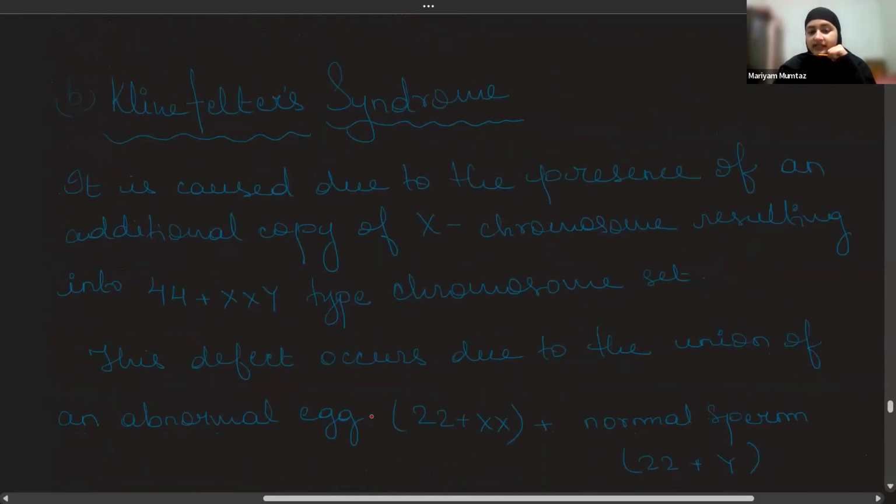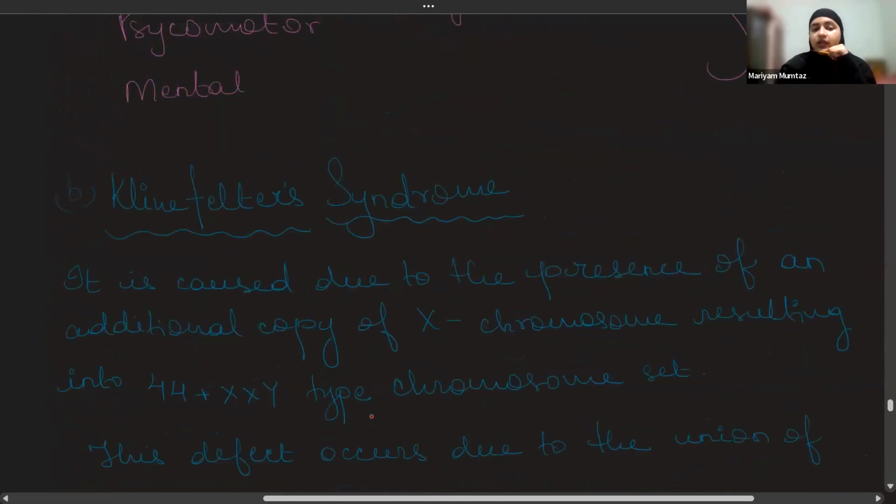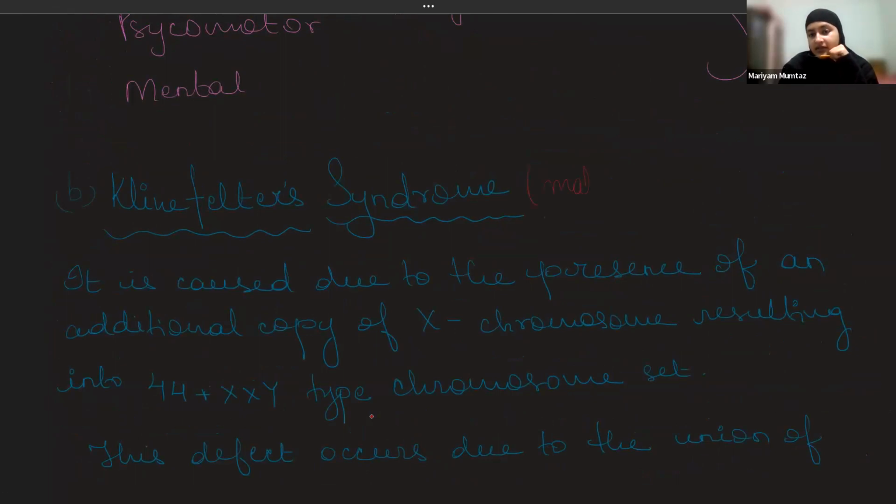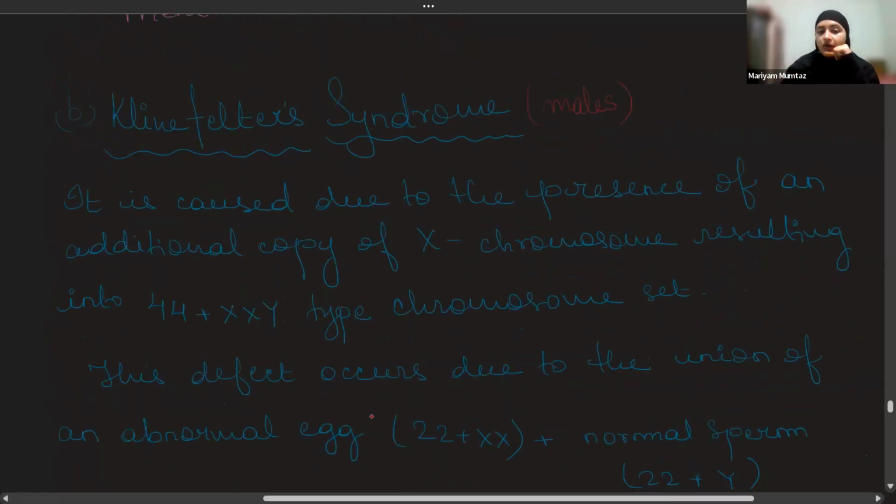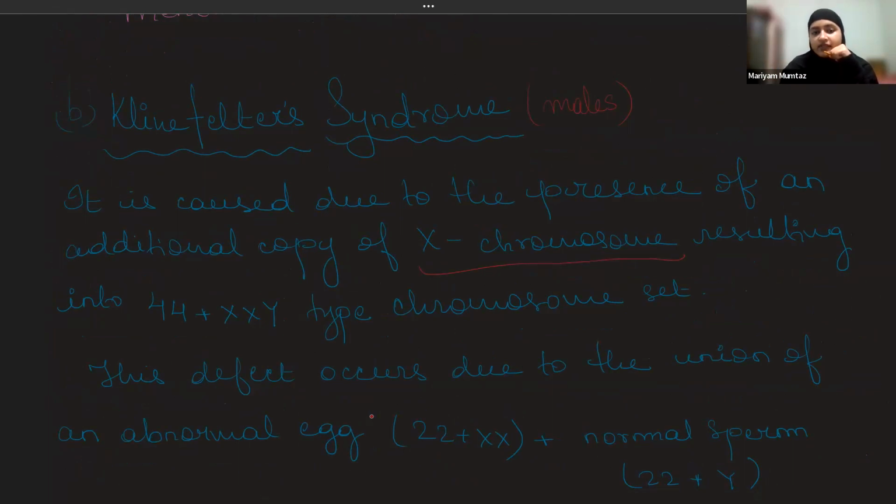Now moving on to the next disease, that is Klinefelter syndrome. You must remember that Klinefelter syndrome usually takes place in males. It is caused due to the presence of an additional copy of X chromosome, which results in a 44 plus XXY type chromosome set. Normally it is 44 plus XX or XY, right? But here it is 44 plus XXY type of set.